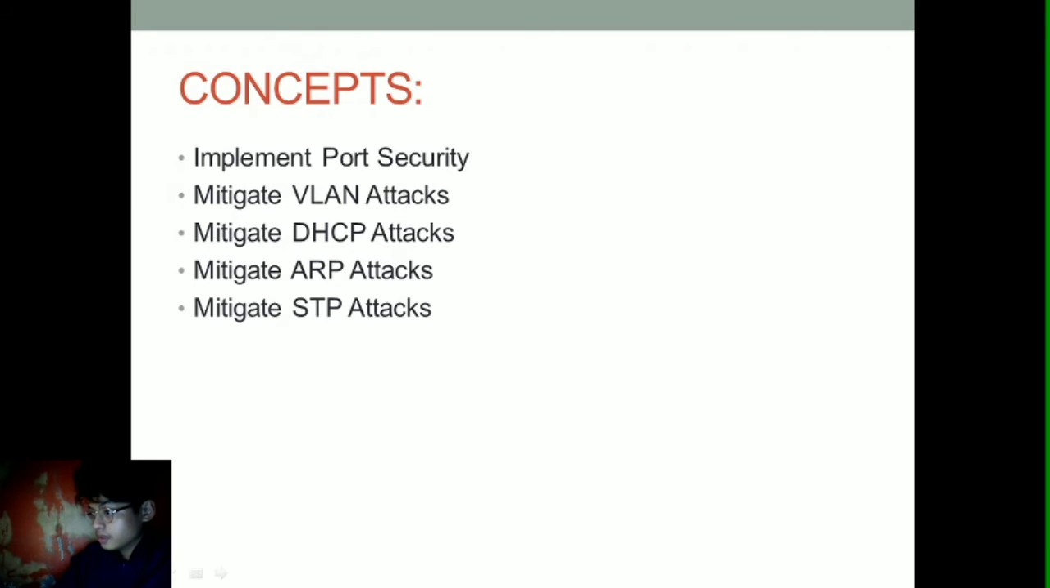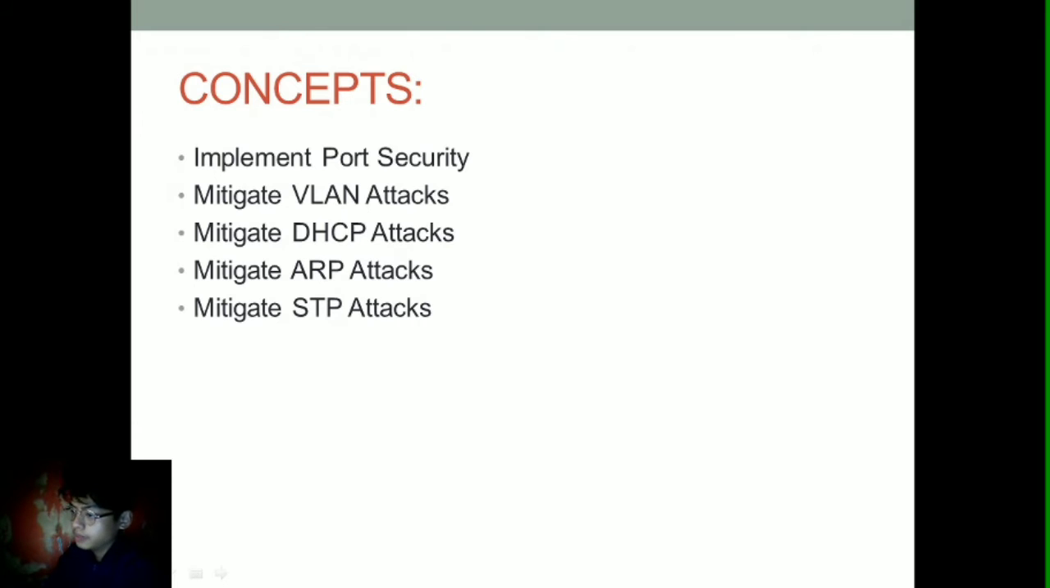Then to mitigate VLAN attacks, there are steps. Disable the DTP or auto-trunking negotiations on non-trunking ports by using the switchport mode access interface configuration command, then disable unused ports and put them in an unused VLAN, then manually enable the trunk link on the trunking ports. And the next one is to disable the DTP auto-trunking negotiation on trunking ports, then set the native VLAN to a VLAN other than VLAN 1.